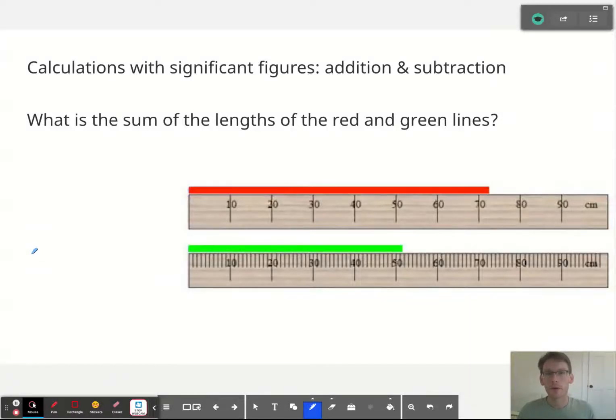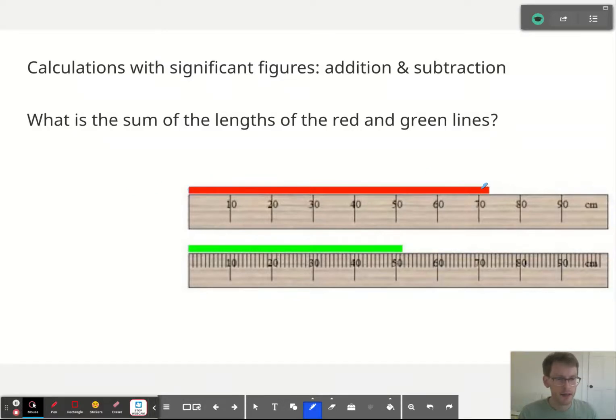In this video, we're going to learn how to make calculations using the right number of significant figures. So we're going to start with addition and subtraction, and if we're adding the lengths of these two lines, we need valid measurements of the lengths of each line individually. So the first thing we'll do is estimate the red line.